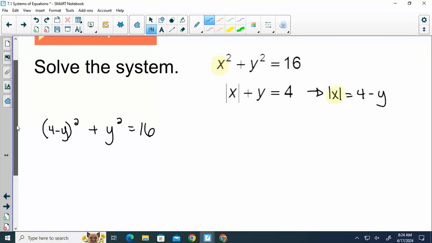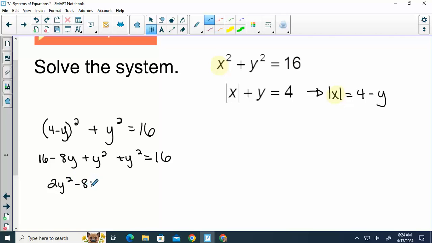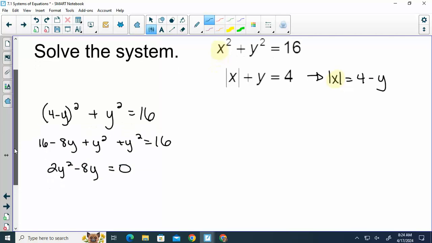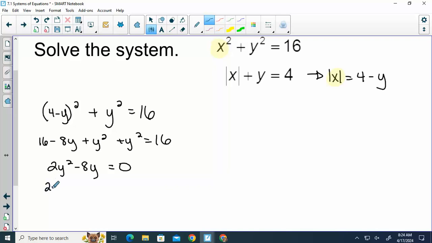All right, what would we do here? Probably do the multiplication, FOIL. Yes, we want to square that, so we have to FOIL. So we get 16 minus 8y plus y squared plus y squared is 16. Combine like terms, so we have 2y squared minus 8y. If I subtract my 16 over, those actually cancel. So we could take out a 2y.